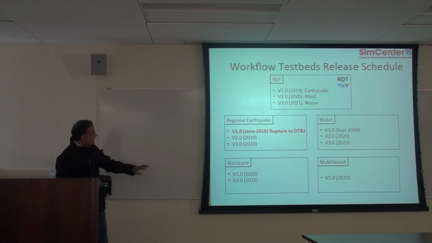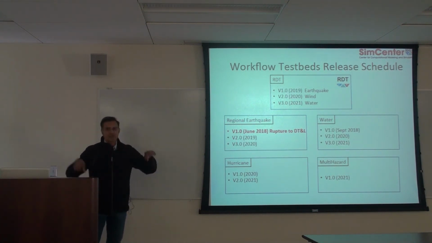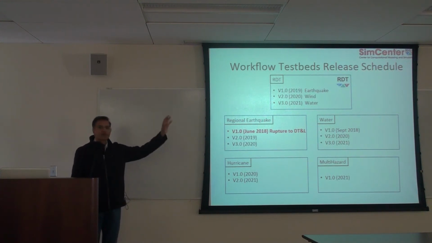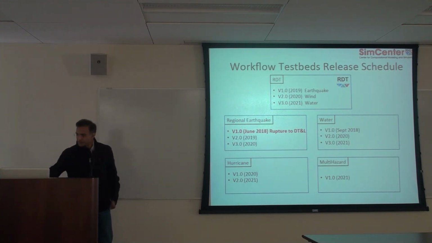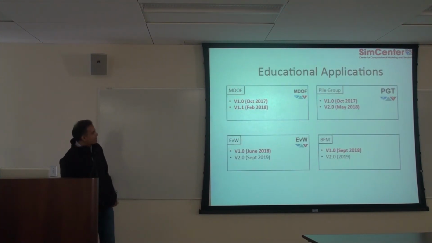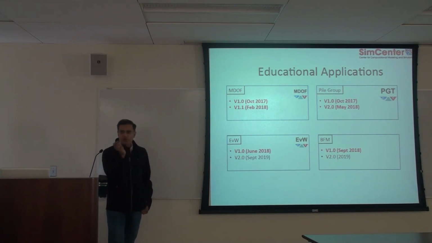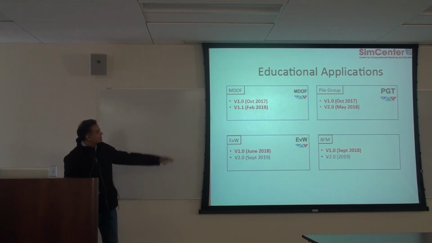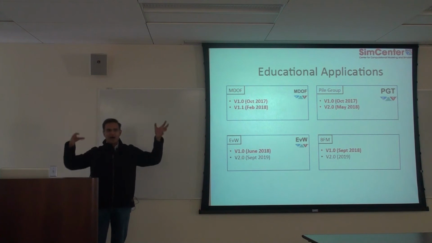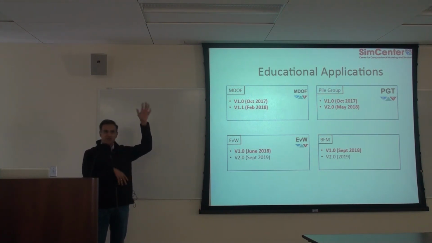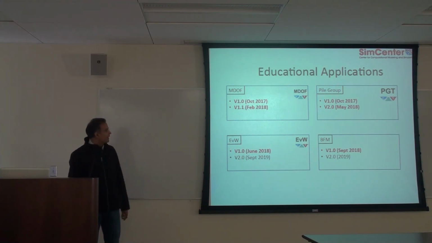We learned some things. And much of the stuff which is sort of more regional, you'll see the dates are further out because these are more complicated things to put together. The RDD tool is several years away. The educational apps: there's a multi-degree of freedom tool where you can put in earthquake records and see how different types of buildings respond. There's a pile group tool. You can design pile groups and put in different layers of soils, and you can see how they respond.